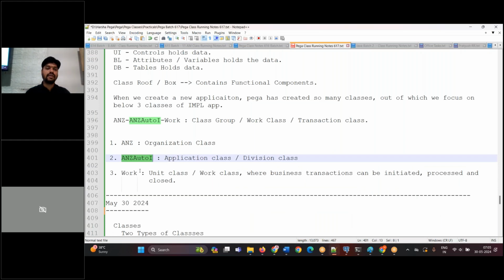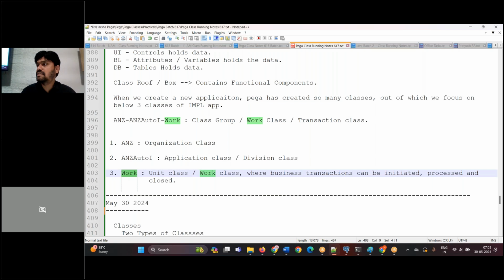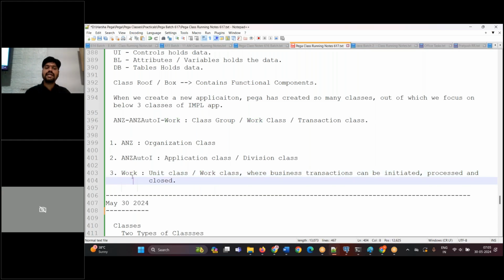Okay, next one, work class, the third level below. Its name is work class. What is the meaning of work? Transaction. Work means transaction. That's why I told you this is the class where your transactions will happen. This is the unit-level class. This is what we discussed yesterday. If any one of you missed yesterday's session, I request you to go through the recorded video. You will be able to understand everything that we discussed. Make sense? Clear, everyone? Okay.